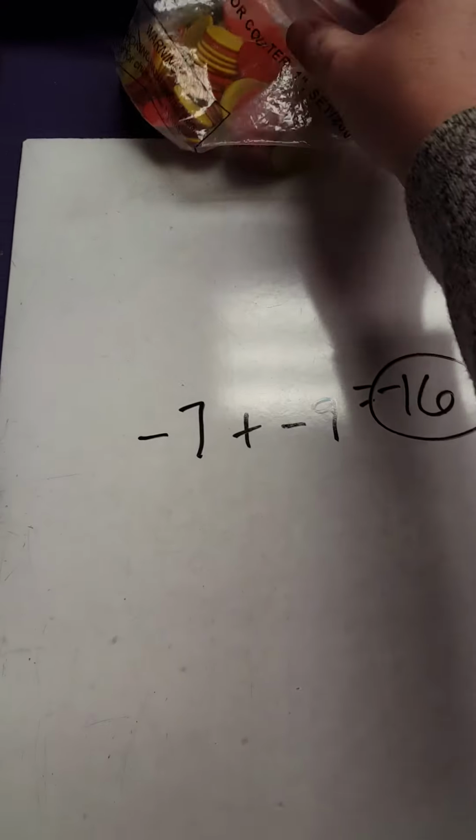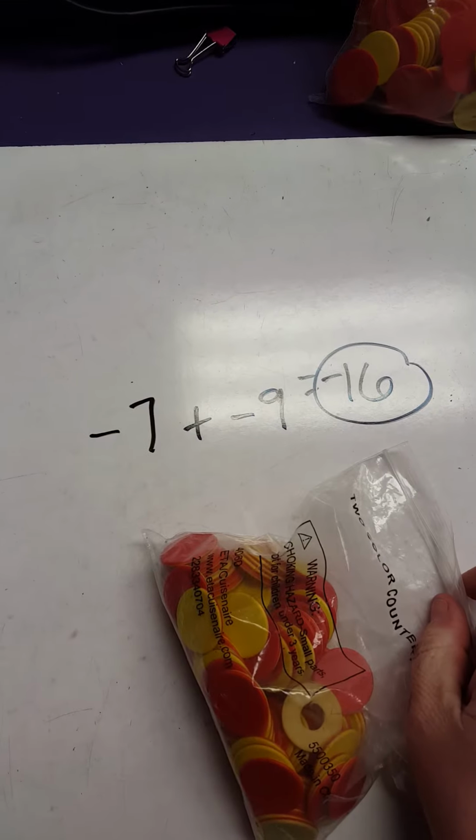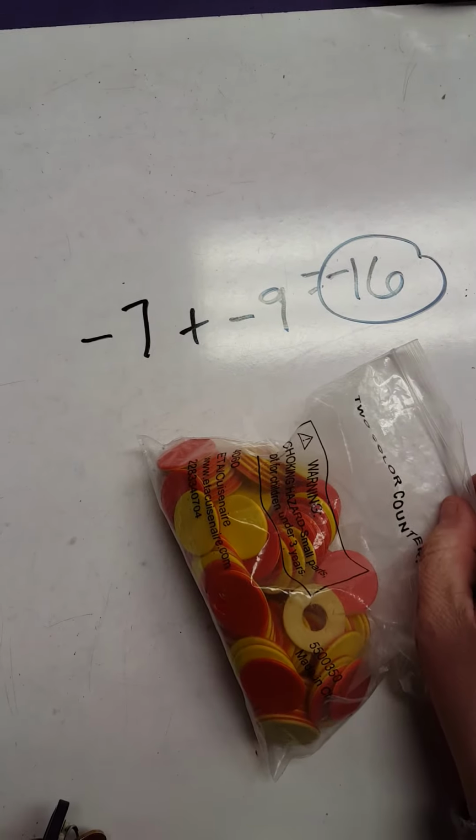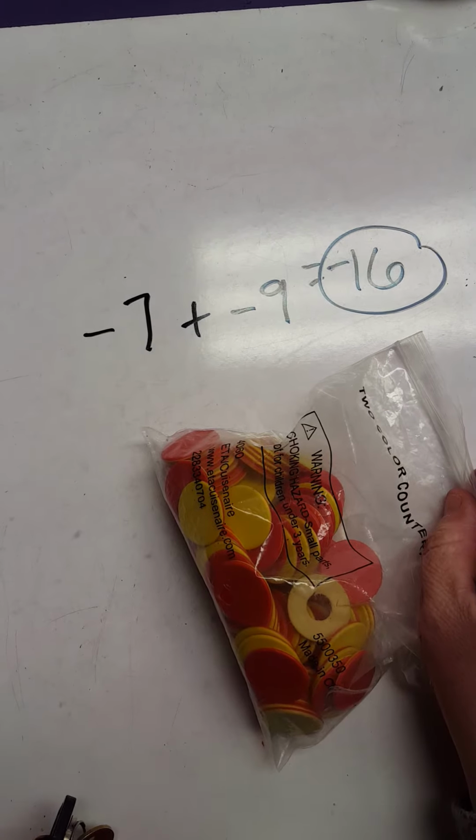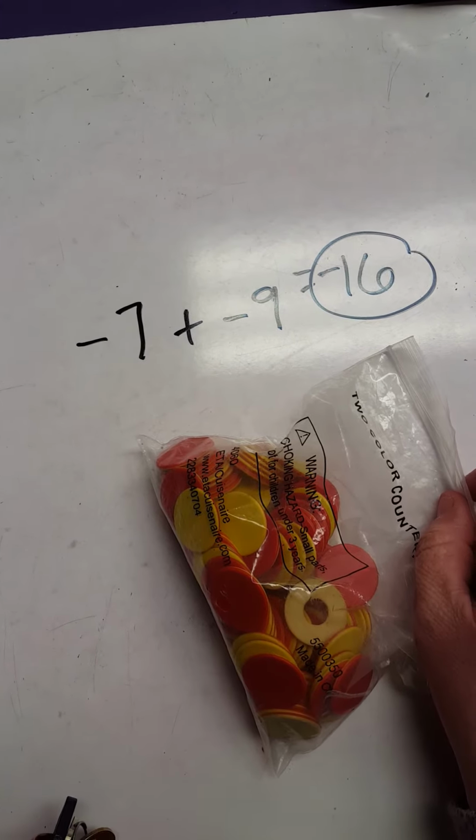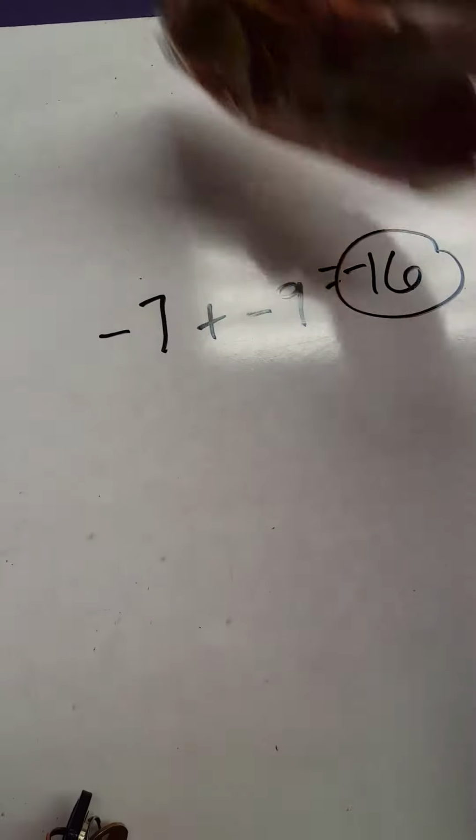Okay, so I could use my counters here. I could put down 7 negatives and 9 negatives, and altogether I would have 16 negatives. But I don't really need to do that, right? If I just know the rules here of 7 negatives plus 9 negatives, okay?